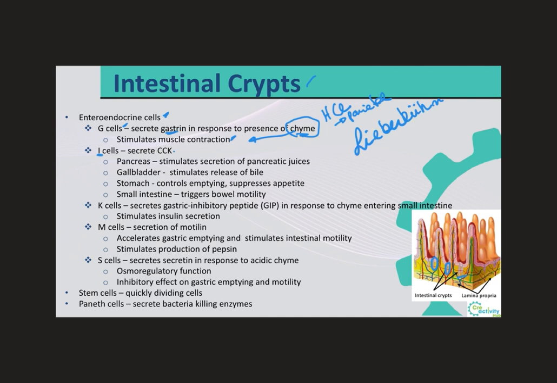Next, we have what we call the I cells. These will secrete cholecystokinin, or also known as CCK, and this hormone will act on the pancreas and on the gallbladder. On the pancreas, it will stimulate the secretion of the pancreatic juices, which includes the enzymes that will help with the digestion of carbohydrates, fats, and proteins, in addition to the release of bicarbonate ions that will help to neutralize the acid from the chyme that is coming from the stomach.